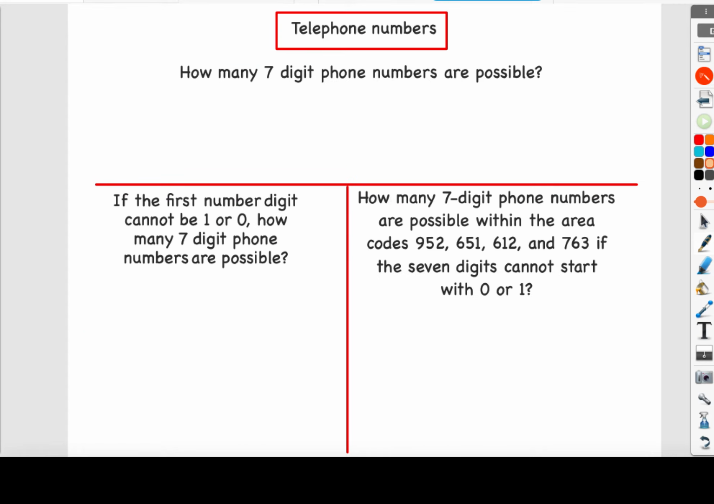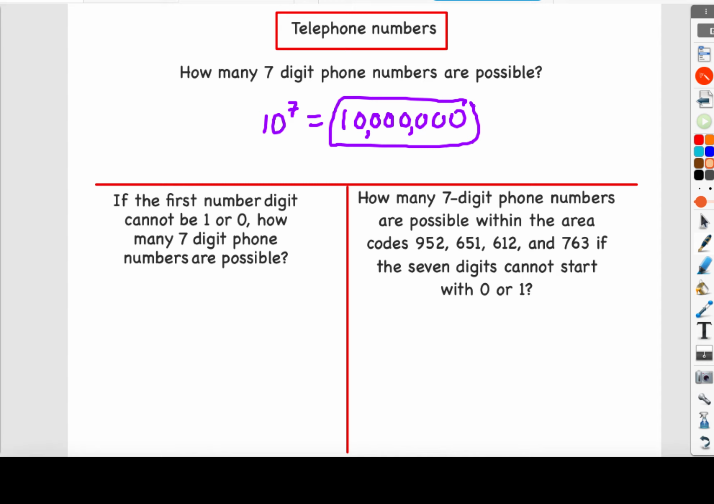Let's take a look at one more example here. What about if we're talking about phone numbers? How many 7-digit phone numbers are possible? Well, with no restrictions, if we're just going to simply say any one of the 10 numbers, 0 through 9, in any one of the spots, basically we can just say there's 10 times 10 times 10 times 10 times 10. Basically, there's 7 spots. I'm just going to go ahead and say 1, 2, 3, 4, 5, 6, 7. There are 10 million possible phone numbers then.